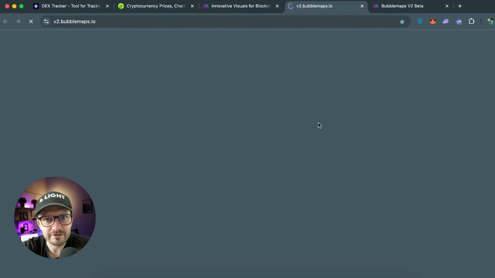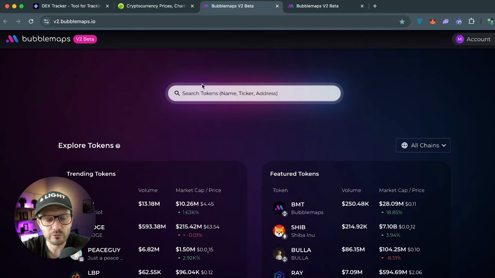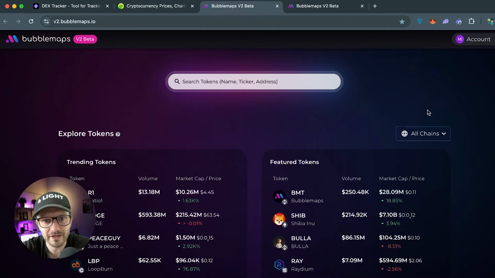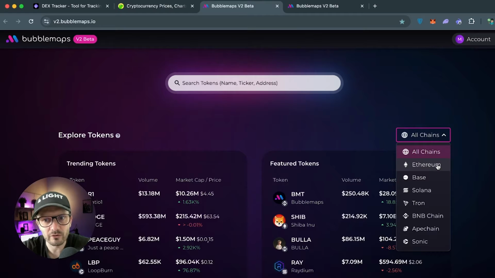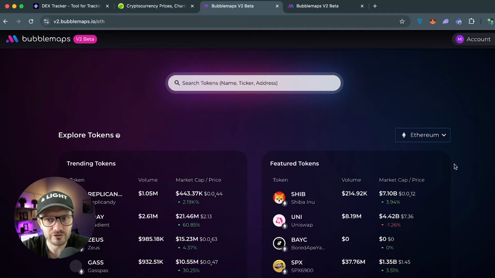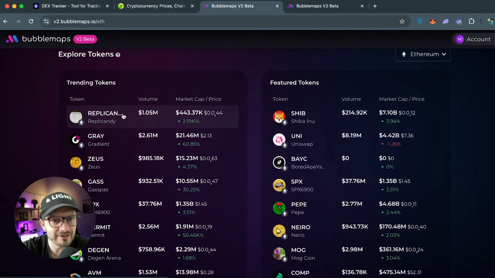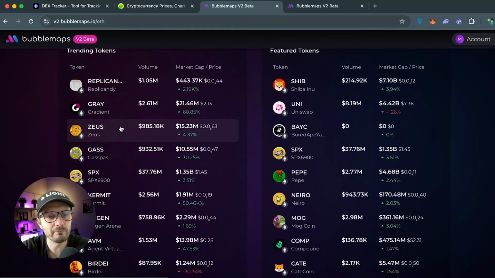On Bubblemaps, you press launch app, and we go into the main page on Bubblemaps, now version 2 beta. They now support Ethereum, Base, Solana, Tron, BNB chain, Ape chain, and Sonic. Sonic was just added recently. Today we're going to work with Ethereum, so we press and choose Ethereum.